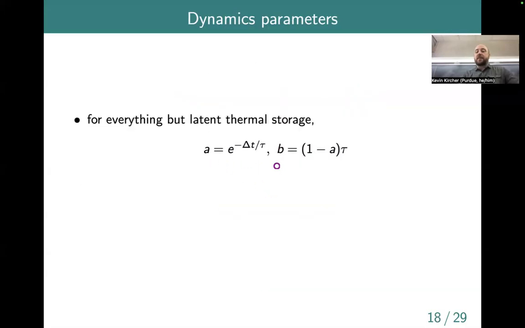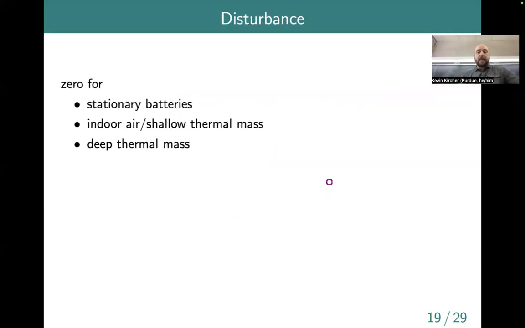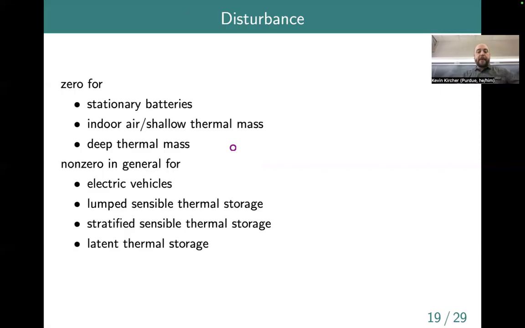The dynamics parameters are the same with this exact definition for basically all of the DERs except for the latent thermal energy storage model. And there we have the limits again of the A and B here as tau goes to infinity. So the limit, the no self-dissipation limit, gives us A is 1 and B is delta T. The disturbance, the W term there, is 0 for stationary batteries. It's 0 as well for the indoor air and shallow thermal mass and for the deep thermal mass model. But for the other models in general, it's not 0.